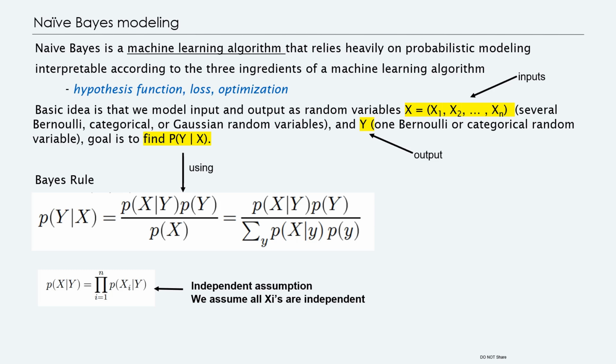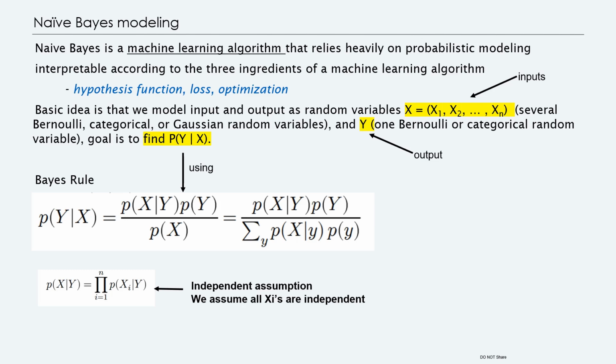The concept? We treat both inputs and outputs as random variables. For inputs, we have multiple features, like words in a text, each represented by a variable. The output is a single variable that represents what we're predicting, like a category or label. Our mission is to estimate the probability of that output given the input.